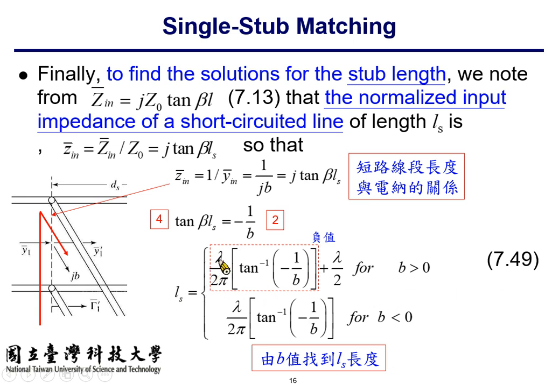So the first solution is lambda over 2 pi times arctangent of minus 1 over B, then plus half a wavelength. LS must be a positive number because it's a section of transmission line, and LS should be smaller than half a wavelength to find the fundamental mode solution. So this is the solution for B greater than 0. This one is for B smaller than 0. But anyway, you can find the analytical solution for LS and DS.